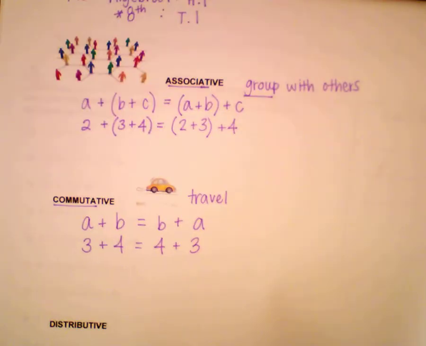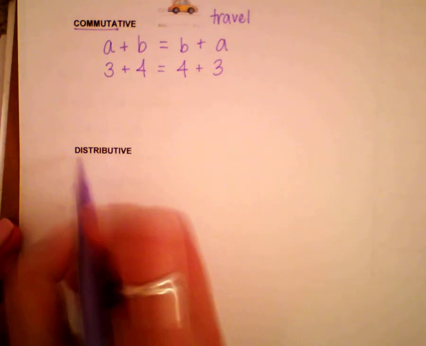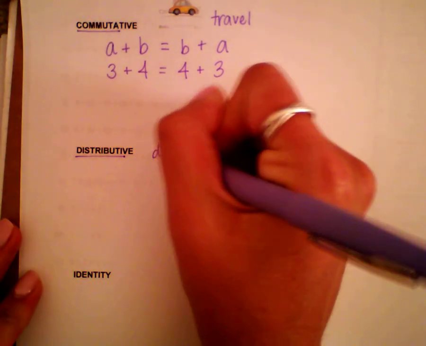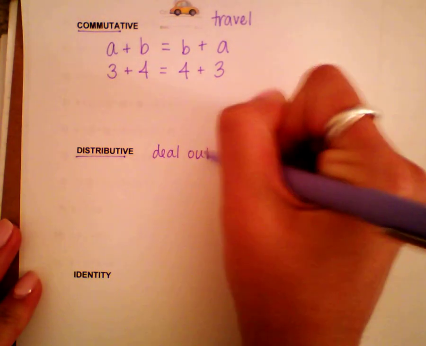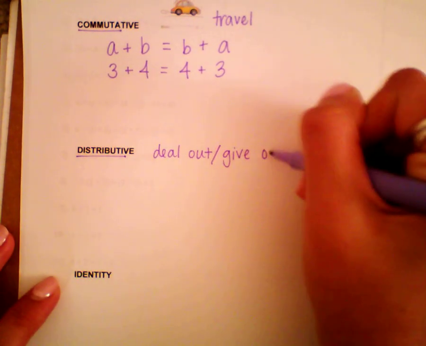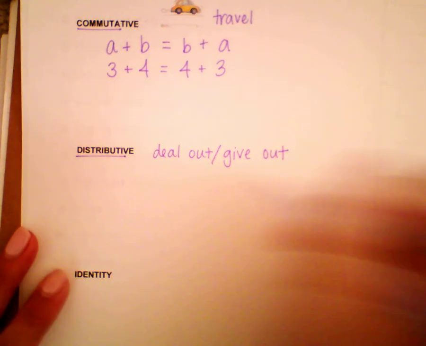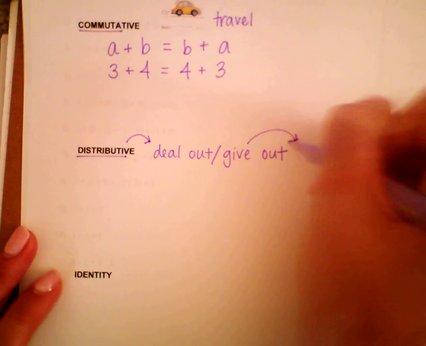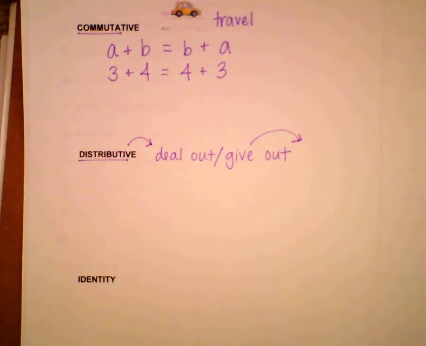Our next one is distributive. No fancy pictures here, sorry. Distribute means to deal out or to hand out or give out. So when you think about distributive property, you know me, I love my loopies, okay? So remember, distributive property, we are dealing out or giving out the multiplication over addition.